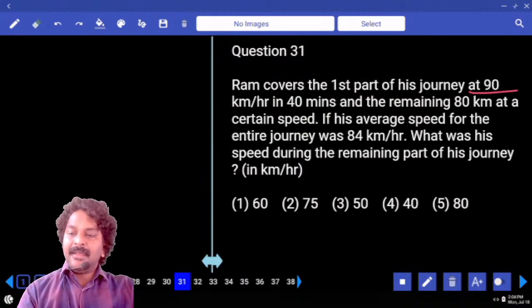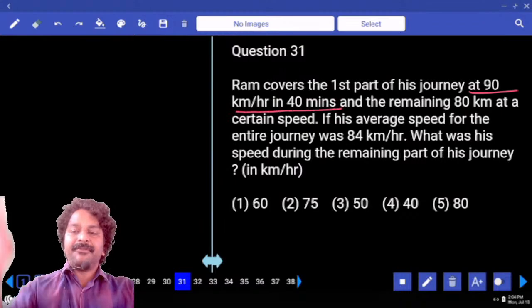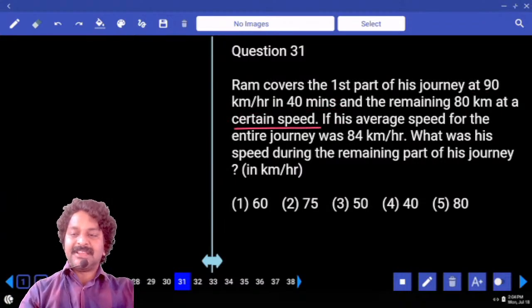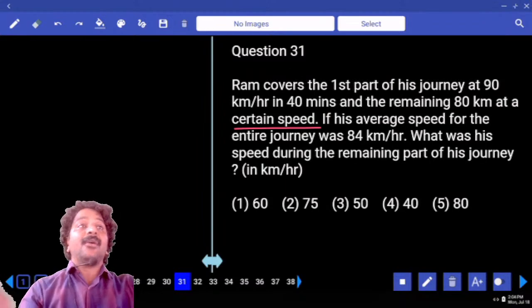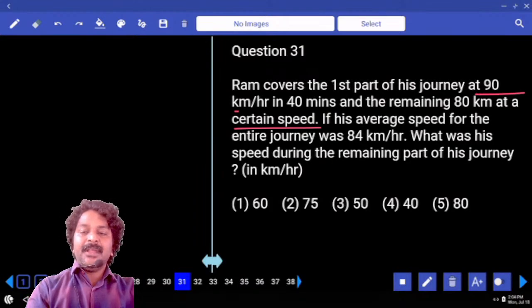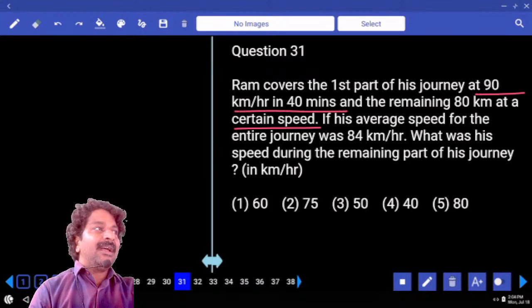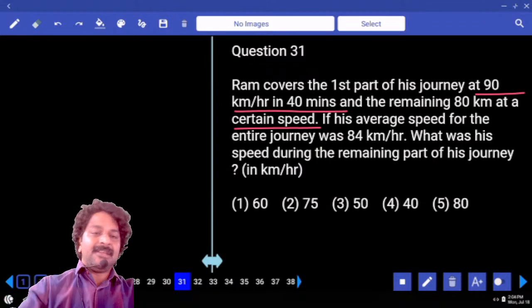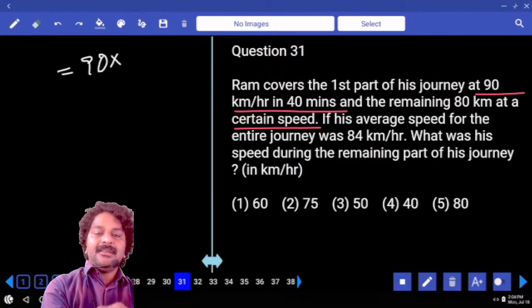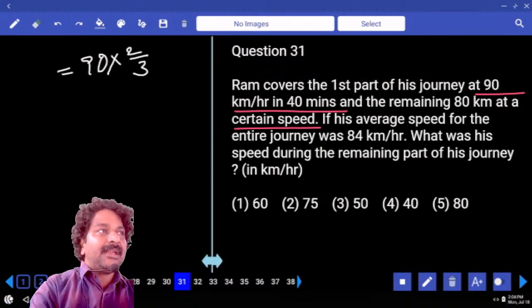At 90 km per hour in 40 minutes. And the remaining 80 kilometers at a certain speed, they said. Now let's first find out how much is the distance covered in the first part, where the speed is 90 km per hour and the time mentioned is 40 minutes. So distance covered is equal to 90 into 2 by 3. Correct.